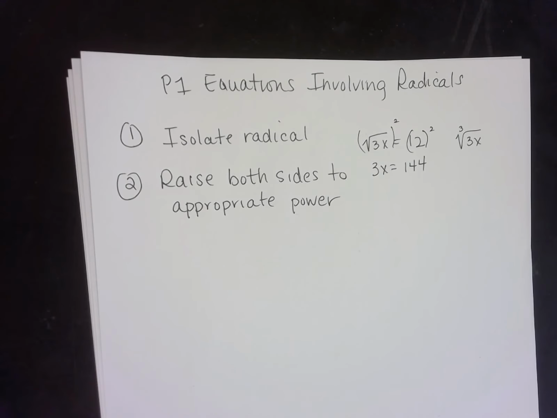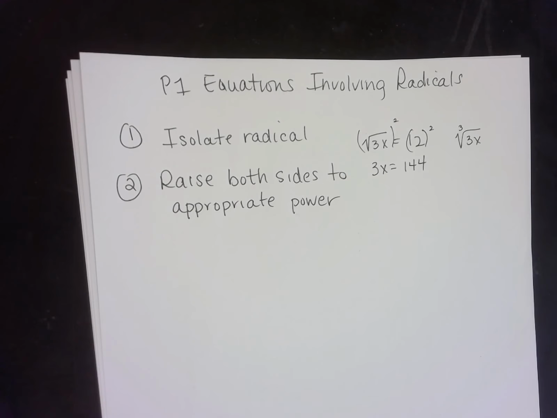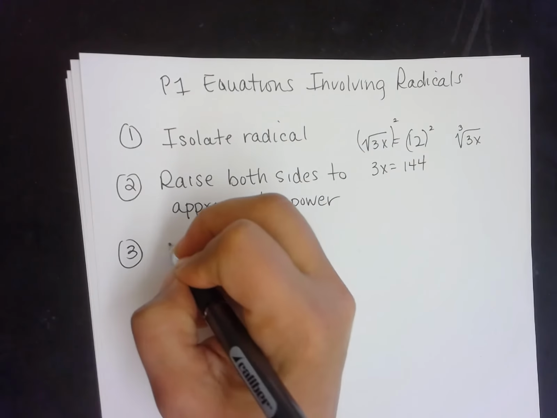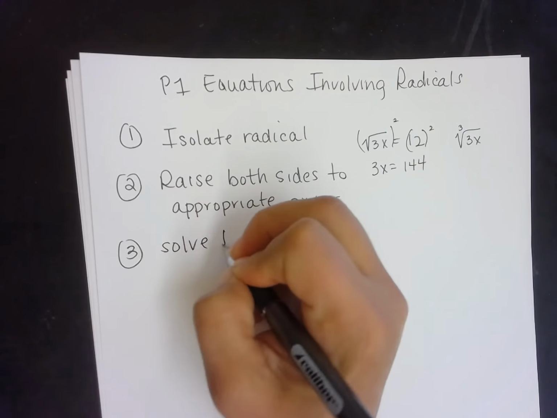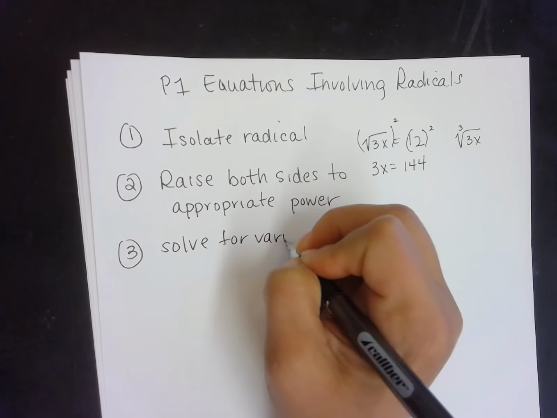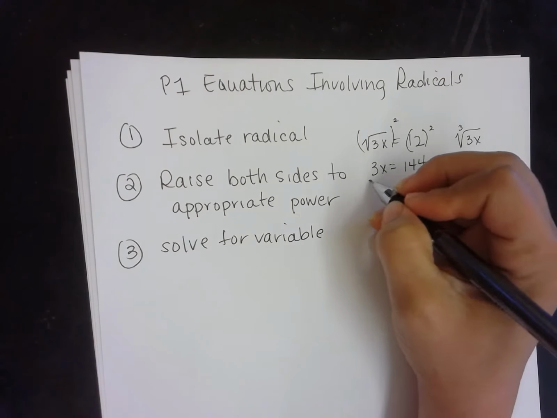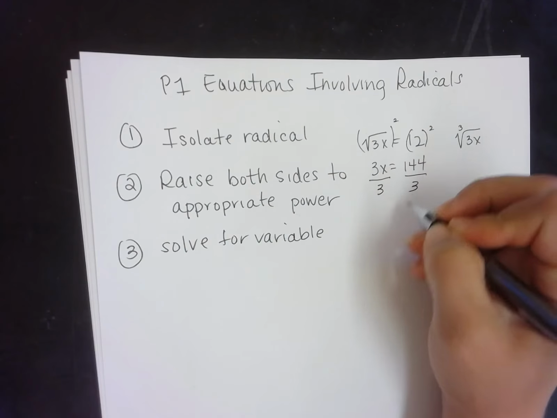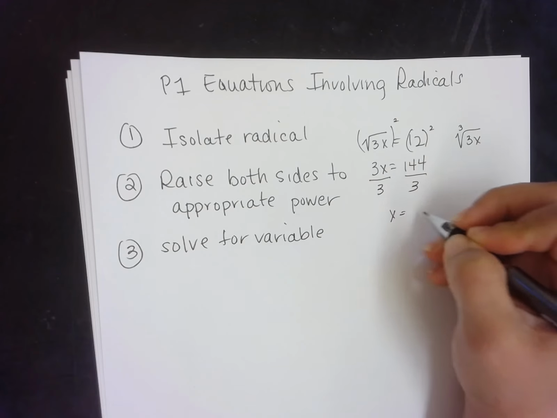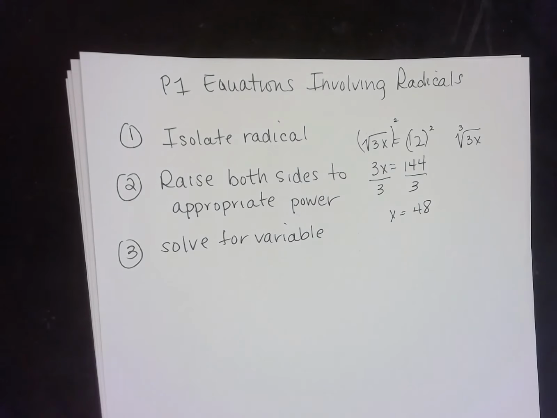So I have that. I want to solve for my variable now, so I just need to isolate my x. This is just like a normal, simple linear equation in one variable. I just need to divide both sides by 3 here, and I end up with x is equal to 48.